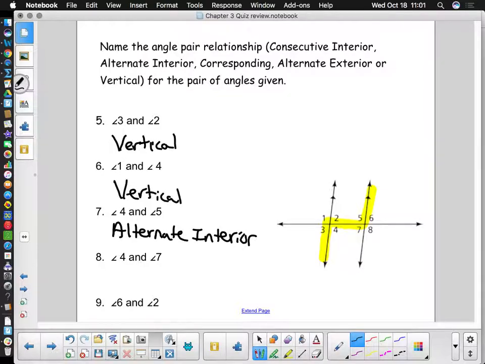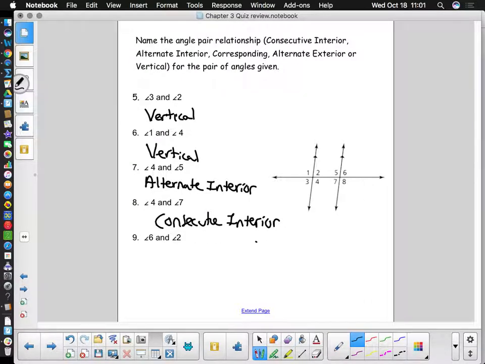Can we abbreviate that? You could say alt-int, yeah. But the words are given right there. Don't over-abbreviate, because if you just said interior, that'd be wrong. At least alt-int. Okay. 4 and 7, consecutive interior, yep. And then finally, 6 and 2, corresponding.